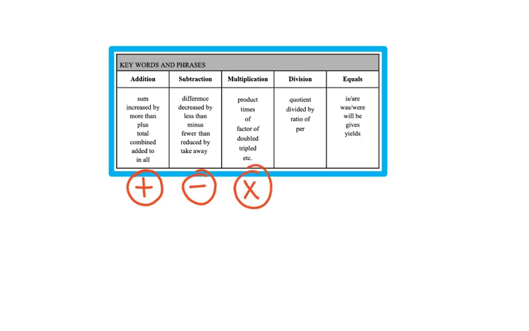Times would be the word product, or we often use this word of to mean times. Doubled is times 2, tripled is times 3, and so on. Quotient means divide, or the word ratio or the word per often means we're dividing. And for equals, usually you'll see the word is, are, was, gives, yields, costs sometimes. So let's do some examples.